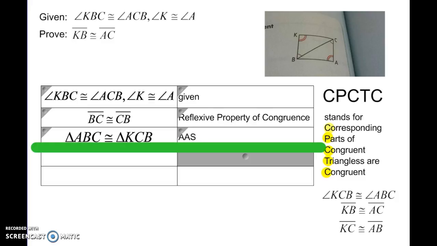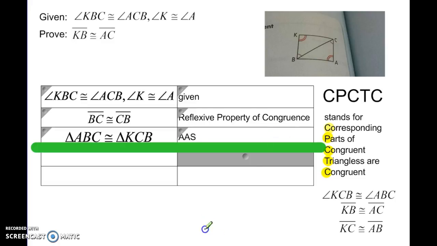So the remaining pieces that are congruent are these up here that are not marked. And those are angles KCB, ABC, KB congruent to AC, and finally KC congruent to AB.